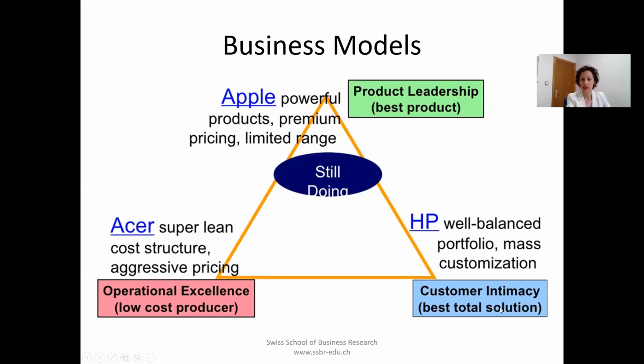However, for customer intimacy, the best total solution, we could see a company such as HP, Hewlett-Packard. They have a well-balanced portfolio and mass customization for their clients. And for the low-cost producer, we can see, for example, Acer, which has a very, very affordable product. They're aggressively priced, and they also have a very lean cost structure business model.